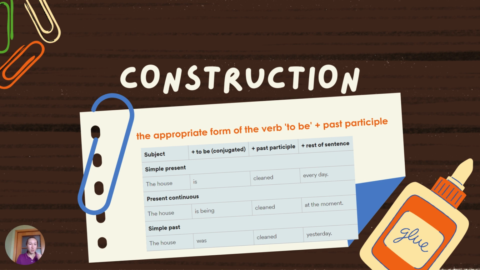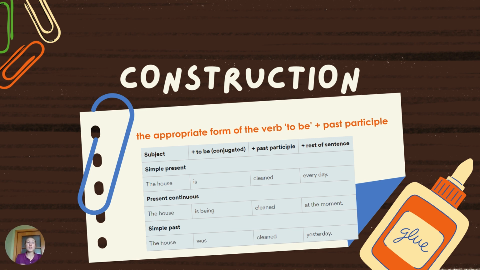So let's see our construction one more time. The house is being cleaned at the moment. It means that the active voice was: somebody is cleaning the house. Now, if we've got is cleaning, this is present continuous. The next step is to make our passive voice. We've got somebody is cleaning the house every day. Somebody is the subject, which is not important in this case. Is cleaning is our verb part, and then we've got the house, which is the object.